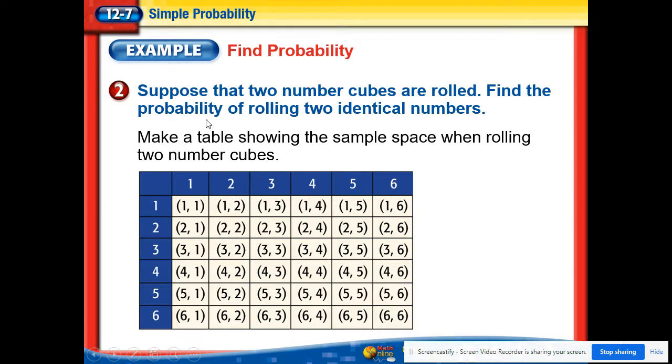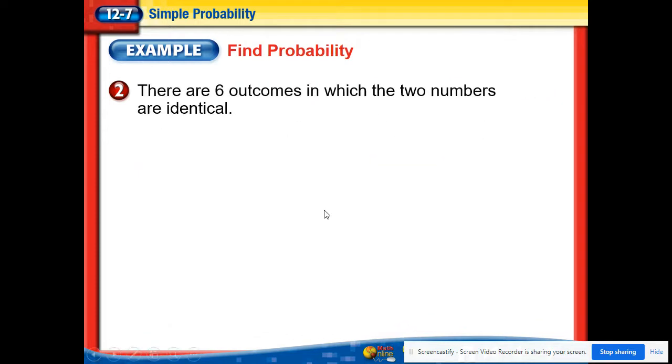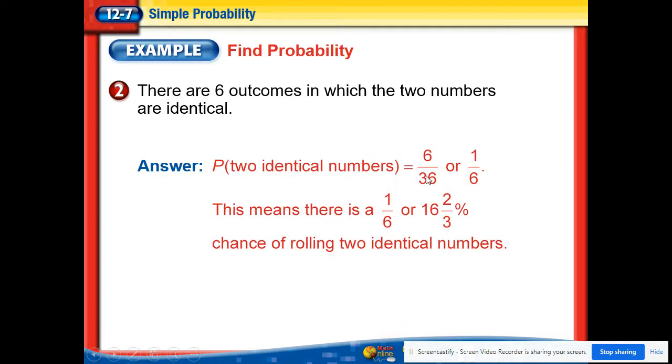Now, when we're looking here, it says for 2 identical numbers. Well, a 1 and a 1, a 2 and a 2, 3 and a 3, 4 and a 4, 5 and a 5, 6 and a 6. So there are 6 different combinations out of the 36. 6 outcomes, 6 out of 36, or down to 1/6. Again, they put it in a percentage if you'd like, but it is 1/6 of the time you should roll doubles.